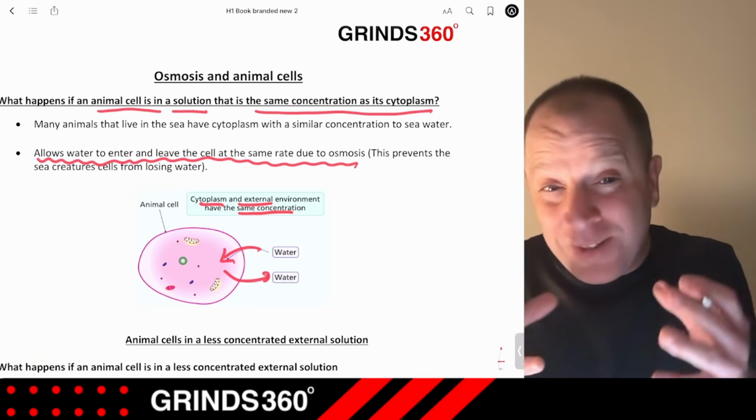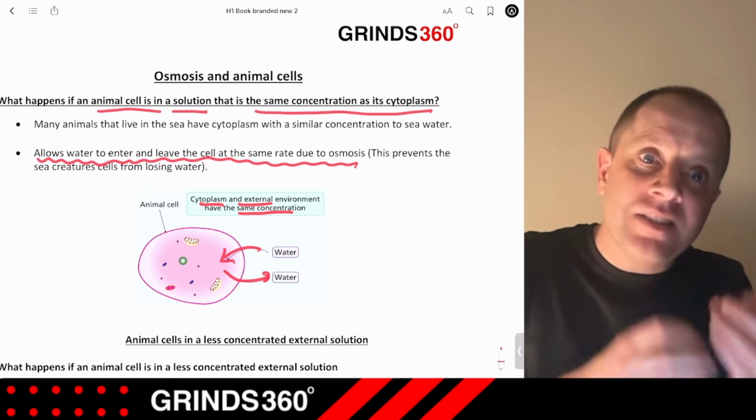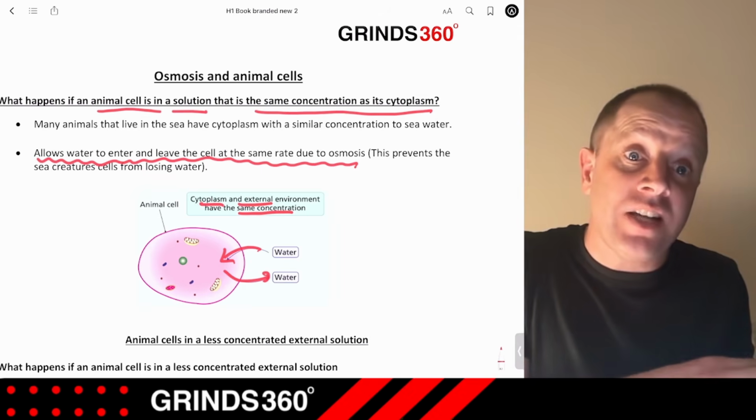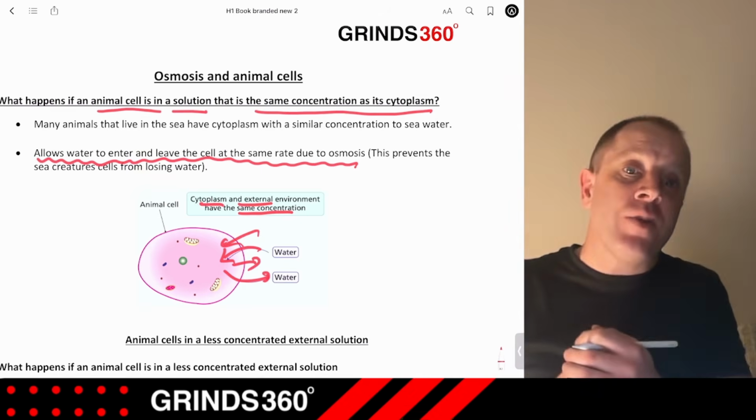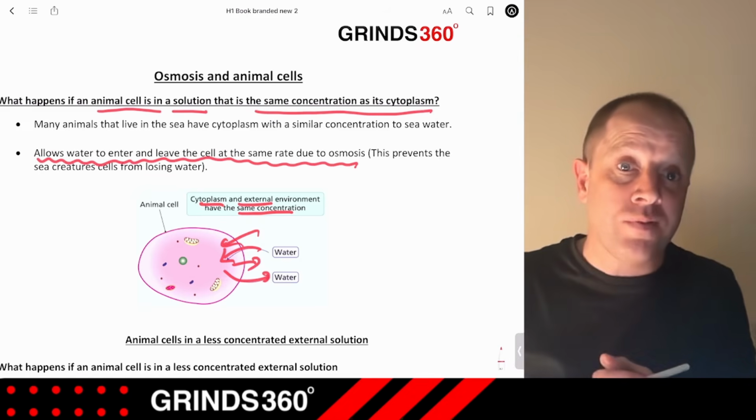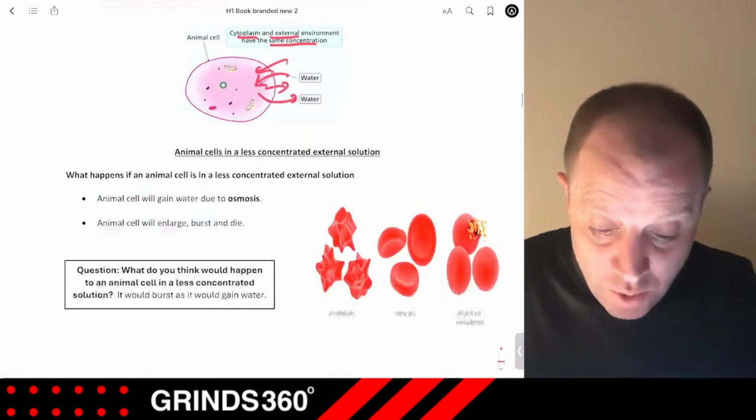The environment inside the cell has the same salt concentration as outside in the water, and therefore water will enter and leave at the same rate. So the cell won't burst or it won't shrivel up. Okay, that's in that one. Now look at this one here.